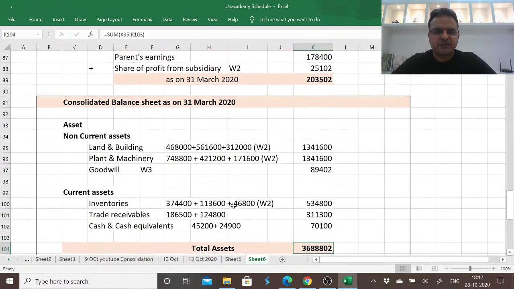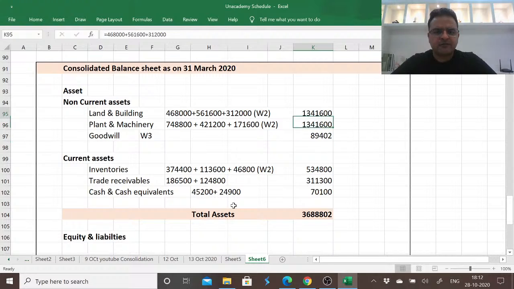So consolidated balance sheet as on 31st March 20. Assets, non-current assets, land and building: parent's land and building is 468,000 plus subsidiary's land and building is 561,600. Subsidiary's land and building has increased by 312,000. Plant and machinery: 748,800 plus 421,200 plus the plant and machinery increase in subsidiary's net assets, 171,600. Goodwill we calculated in working note number 3. We will pick it directly from working note number 3.